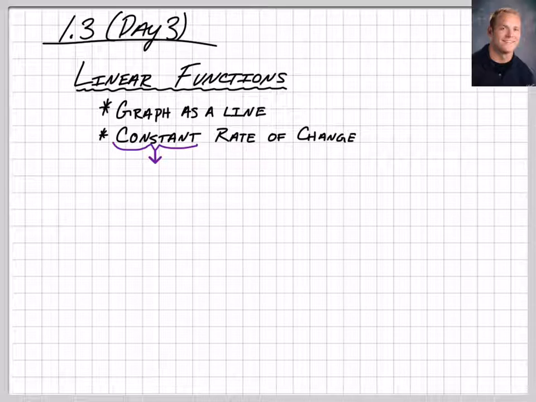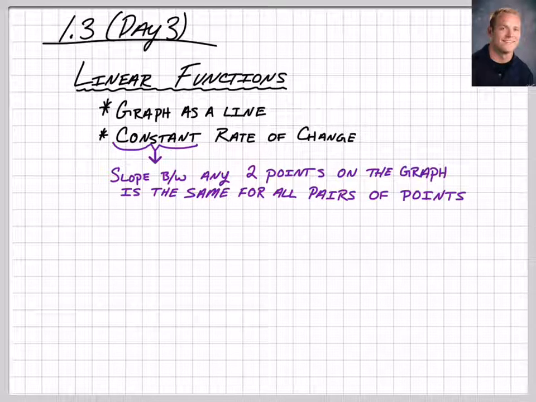So what is that in particular? The slope between any 2 points on the graph. Any two. Pick any 2 points on the line, find the slope between those 2 points, and it's going to be the same, no matter which pair of points you pick. So that's what it means to have a constant rate of change for our linear functions. So we know the graphs look like a line. We have a constant rate of change between any 2 points on the graph.